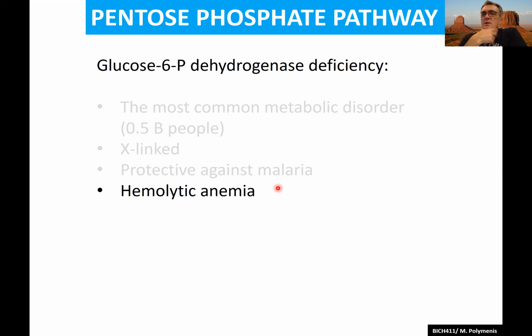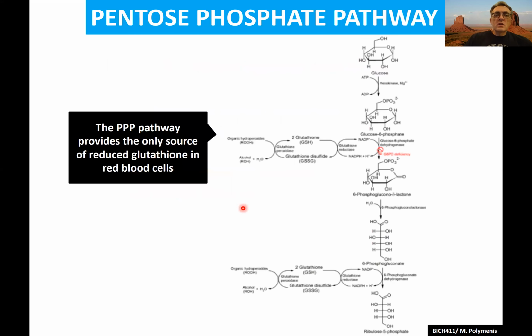However, for the rest, there are side effects, all right? So there are problems. Yes, you may be protected from malaria, but actually you are prone to anemia. It causes anemia. Why does it cause anemia? Because in erythrocytes, in red blood cells, the pentose phosphate pathway is the only source of reduced glutathione.